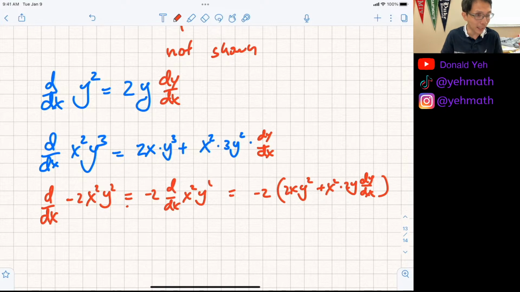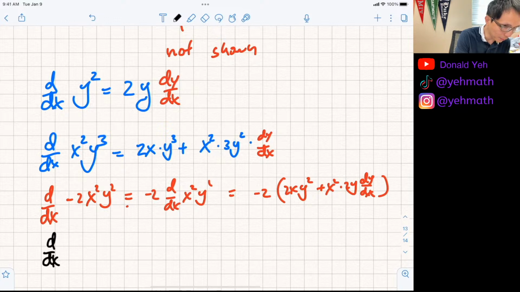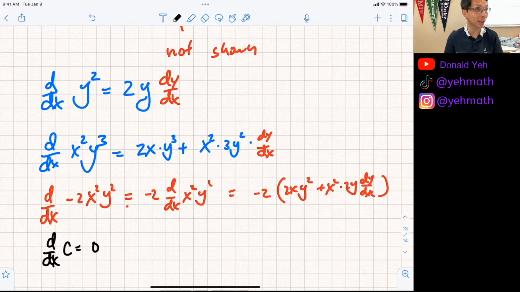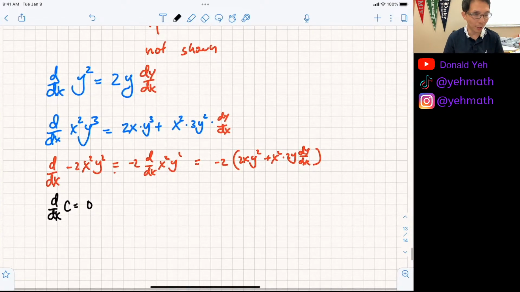Now, with knowing these 3 things, we have to know one more thing, but that thing's super easy. What's d/dx of any constant? 0. Just 0, because if I'm looking at the slope of a constant, that is going to be 0. Okay, so with that being said, you have all of this done.